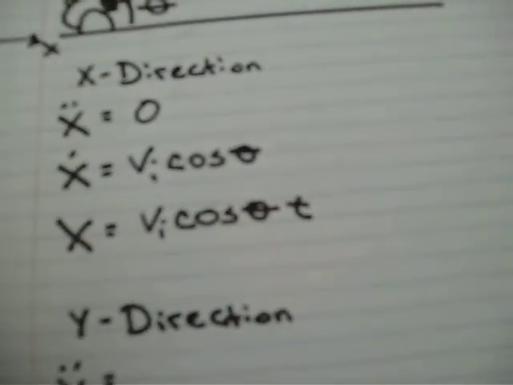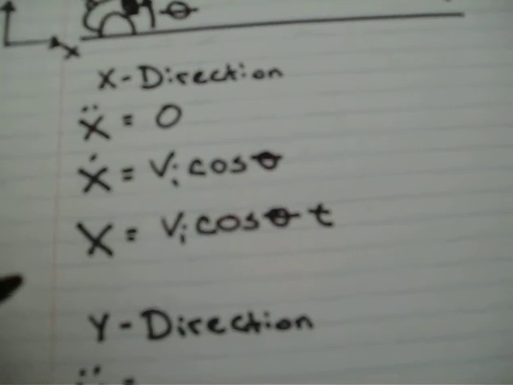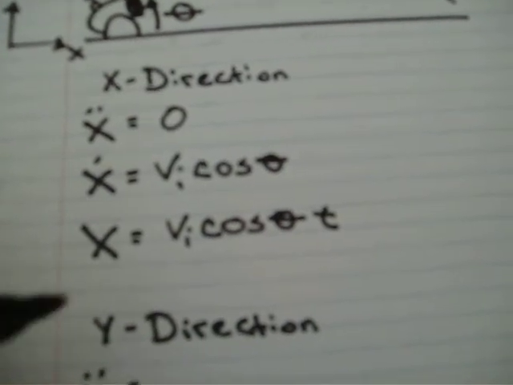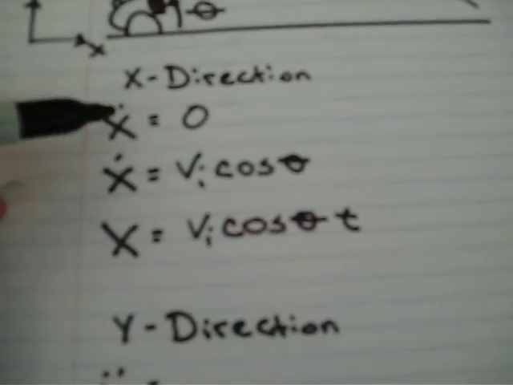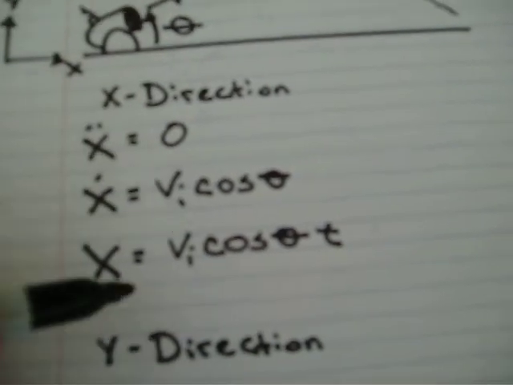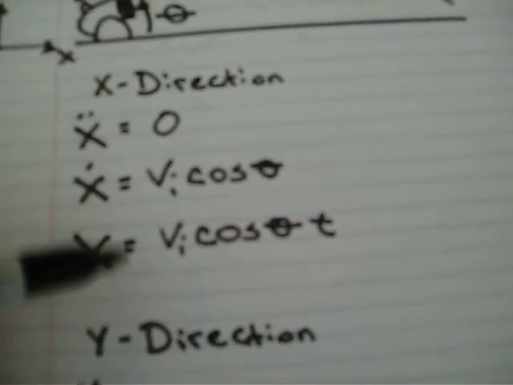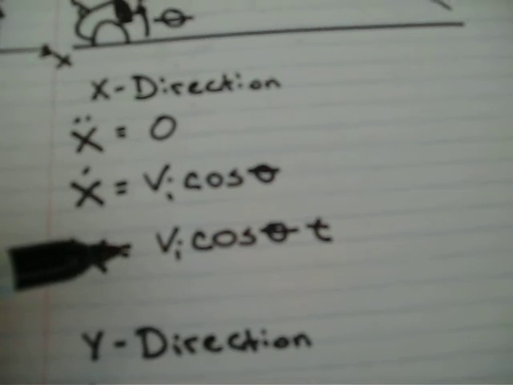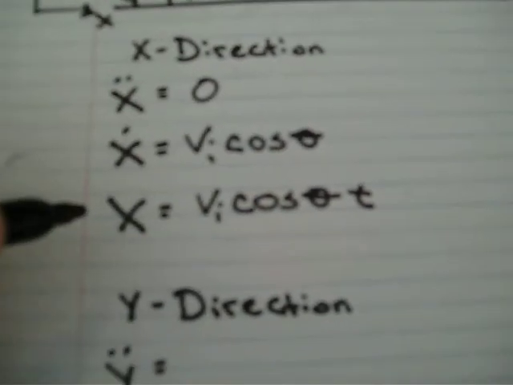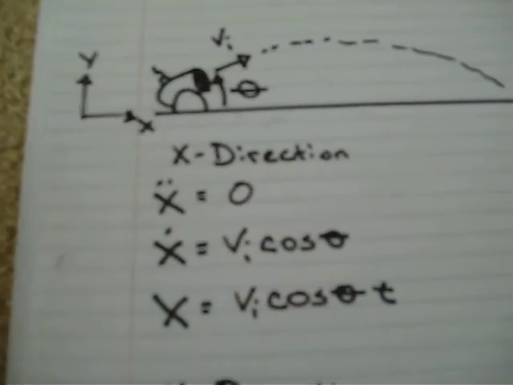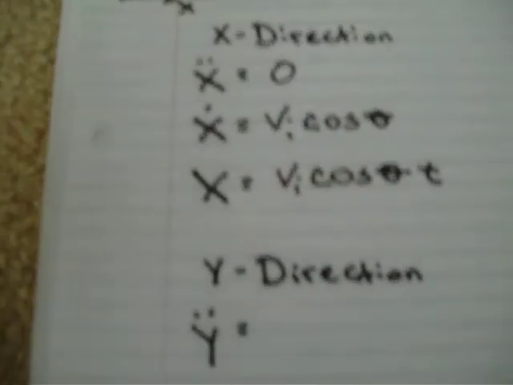because position, when under constant acceleration, and in this case we do have constant acceleration, it's 0, is nothing more than speed times time. So that's why that gives us the distance. That's the range, if you will.